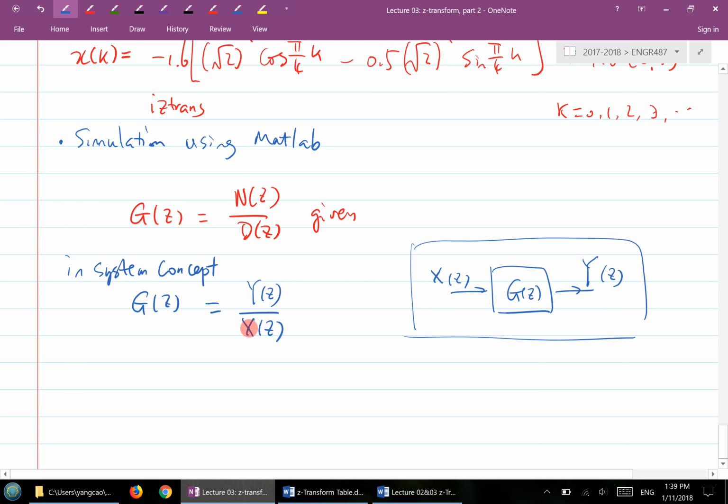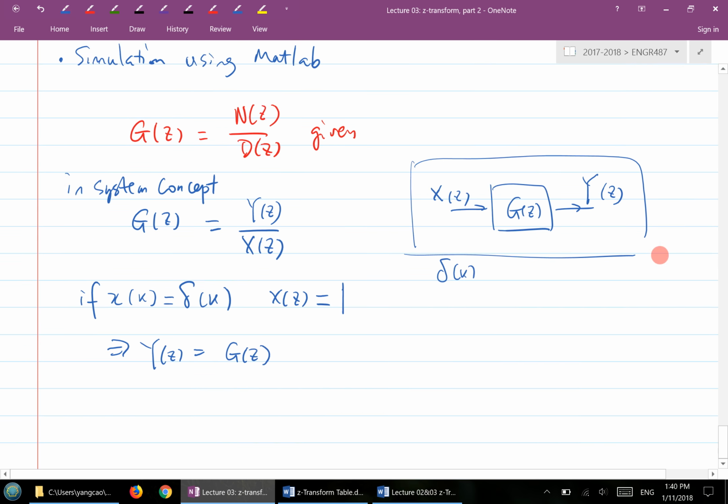Now, think about this scenario. Let's say your input x of k is actually a Kronecker delta input. And what's the corresponding x of z for Kronecker delta? We just had it: it's equal to 1. So if your input is Kronecker delta, your x of z equals 1, then what is the output y of z based on this system? That basically means your y of z equals g of z.